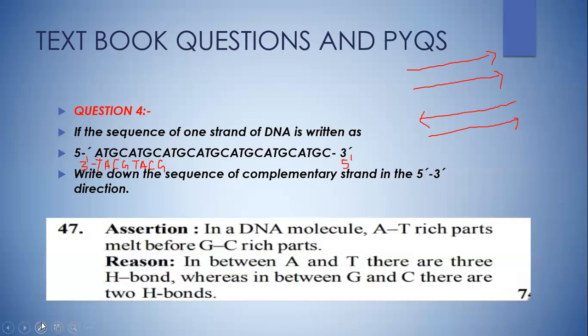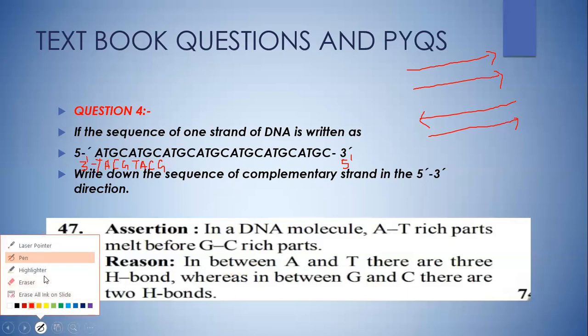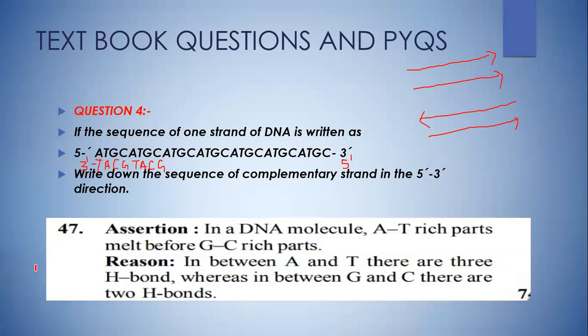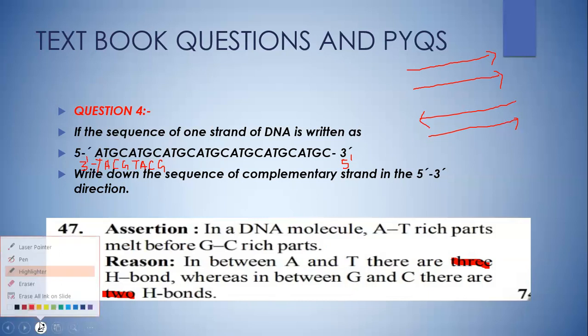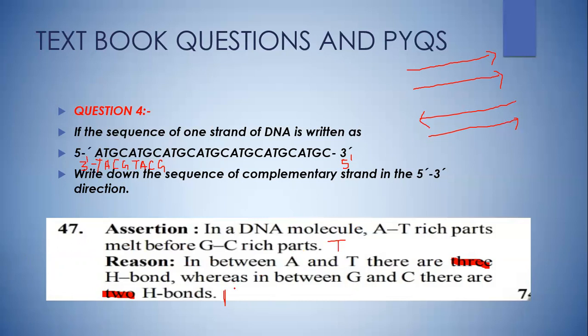A और T के बीच 2 हाइड्रोजन बॉन्ड होता है और G और C के बीच 3 हाइड्रोजन बॉन्ड होता है. Okay, so this one is wrong. So the reason is wrong and the assertion is correct. So assertion is true and reason is false. Okay, assertion is true and reason is false. Okay, so I hope it is clear.